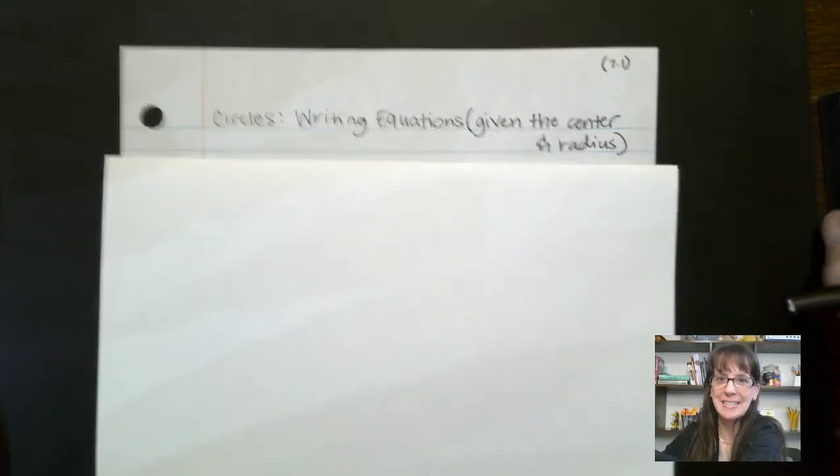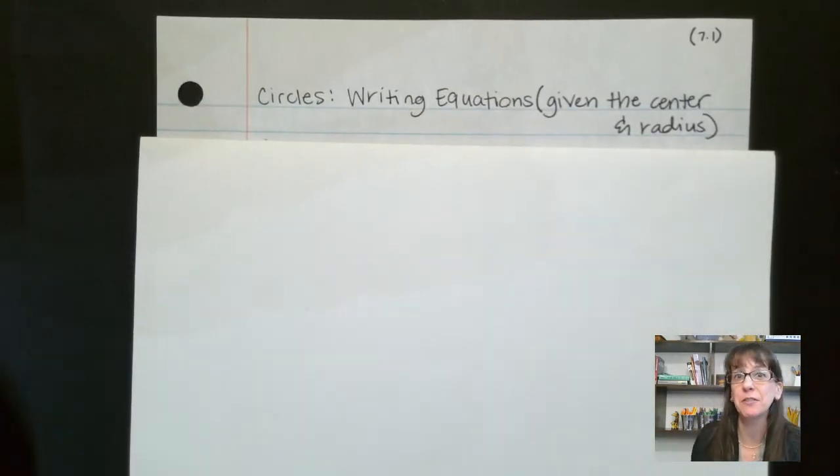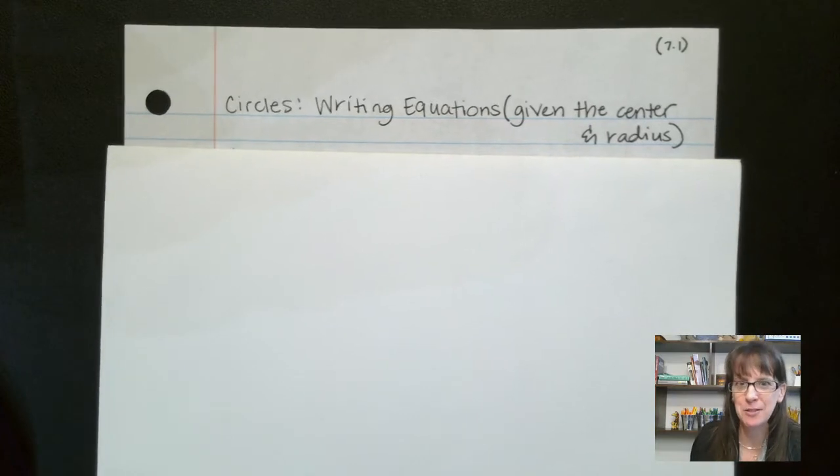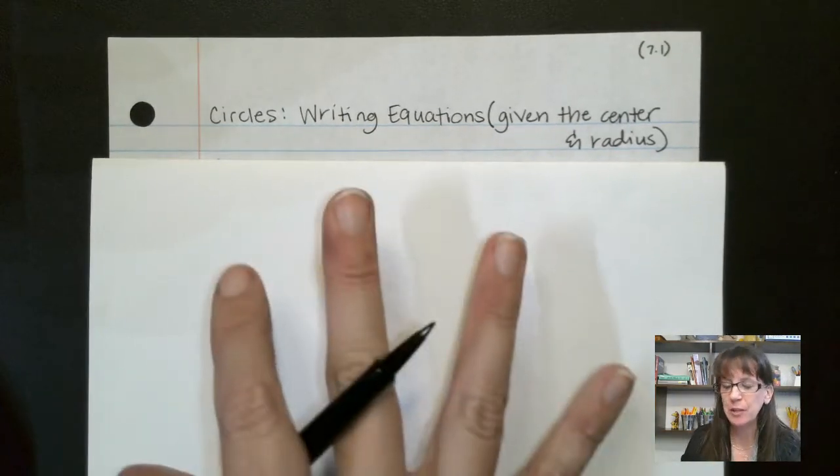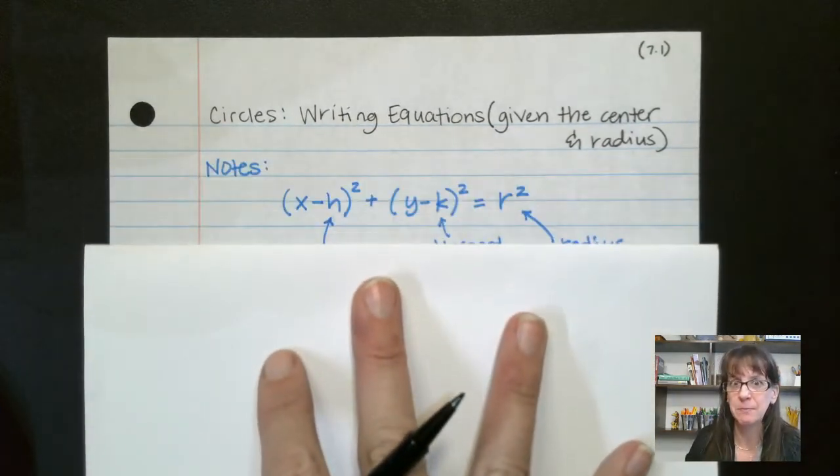Today we're talking about writing the equation of a circle when you are given the center and the radius. So this is good for geometry students. You'll definitely talk about this more in algebra 2 though. But in the meantime, here's what you got to do. Grab your notebook. I want to make sure you write this down.